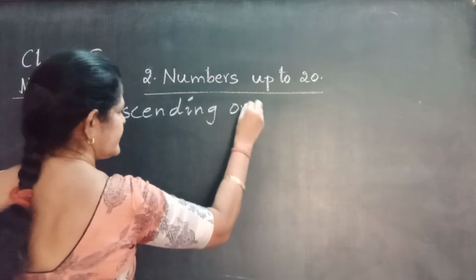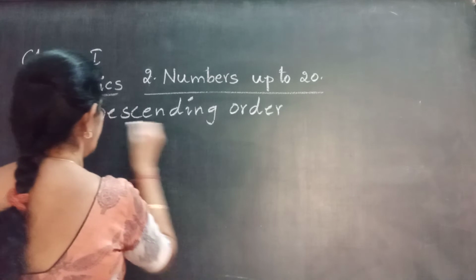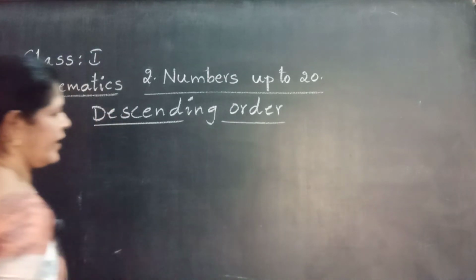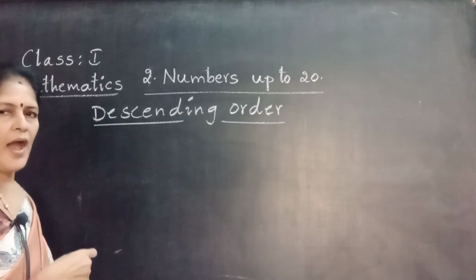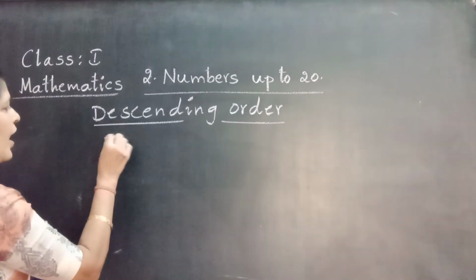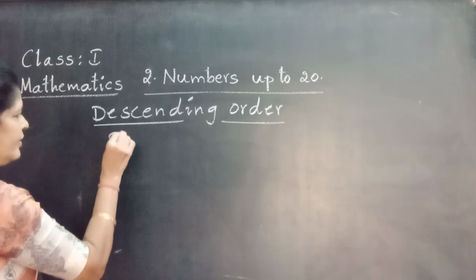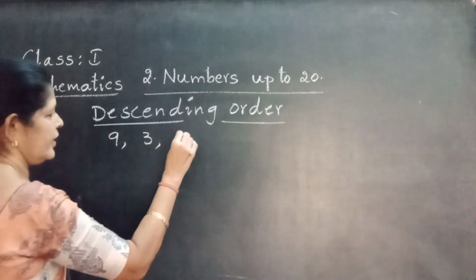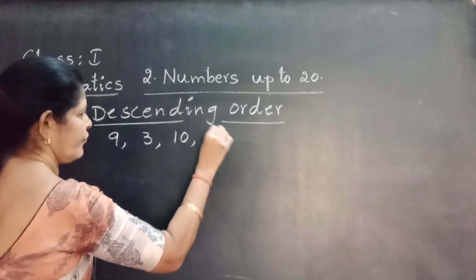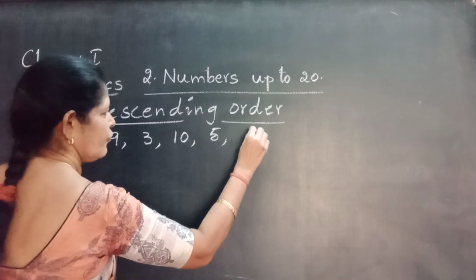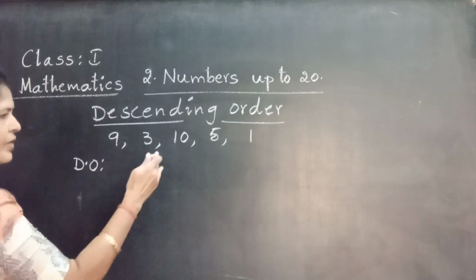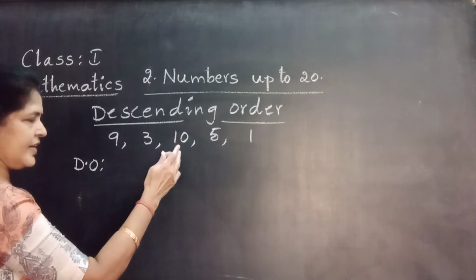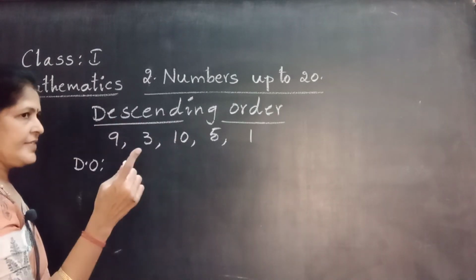Descending order, or decreasing order. We arrange the given numbers from big to small. Big to small. Look at the numbers, Nana: 9, 3, 10, 5, 1. Descending order. Here one number is 2 digit, the remaining are 1 digit.